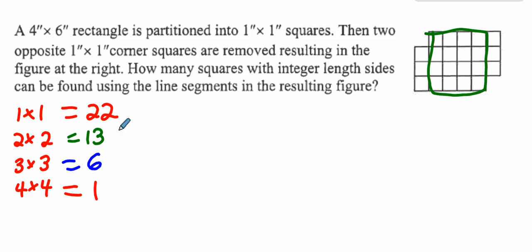So the two that are the trickiest are actually these two right here. They take a little bit of thought, and it can be hard to visualize. If you add these all up, there are going to be 42 different squares that could be made.